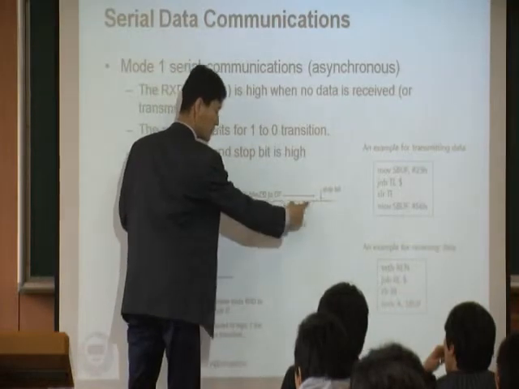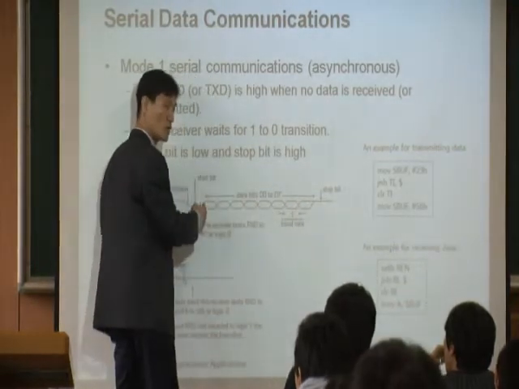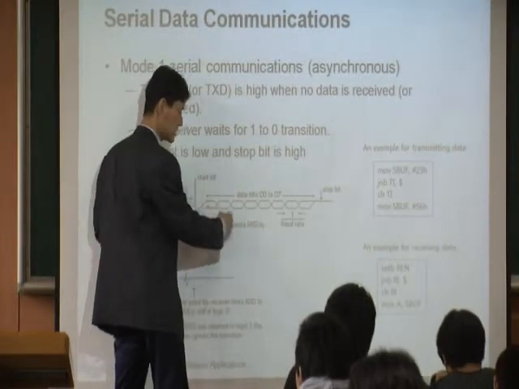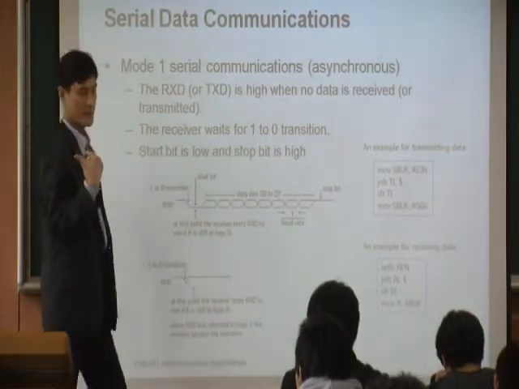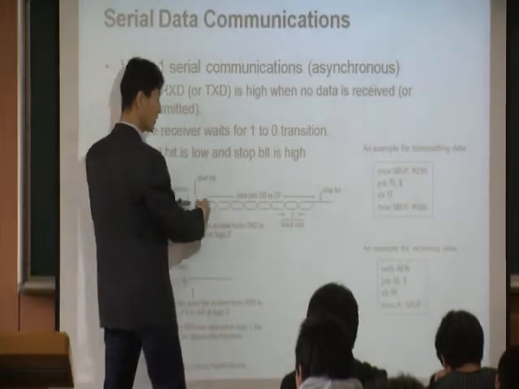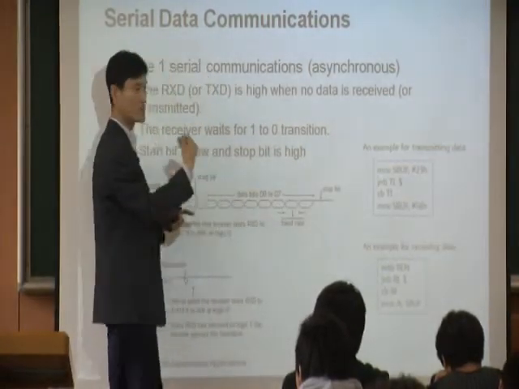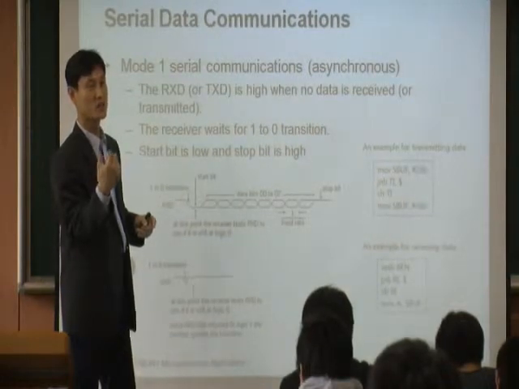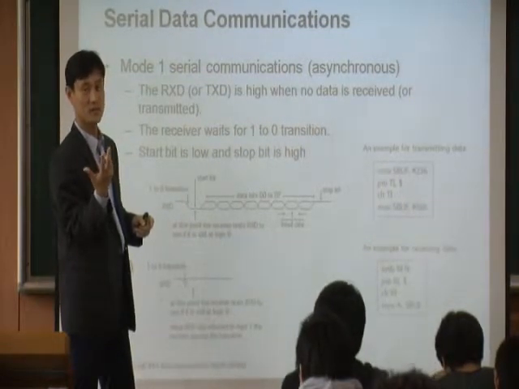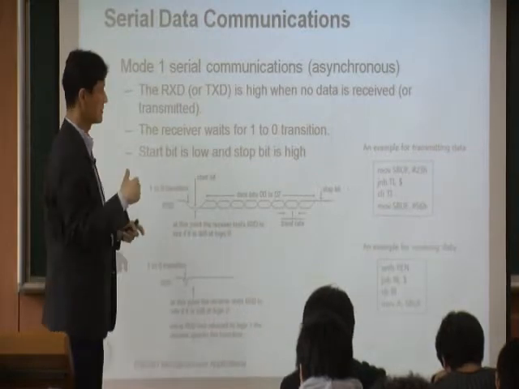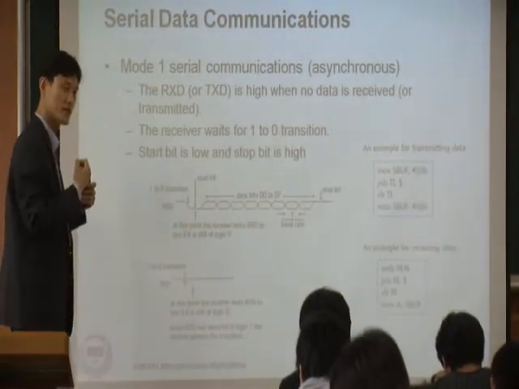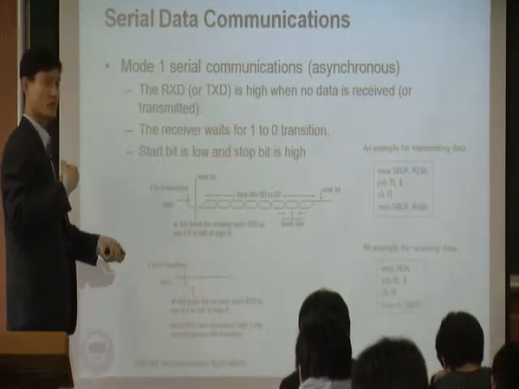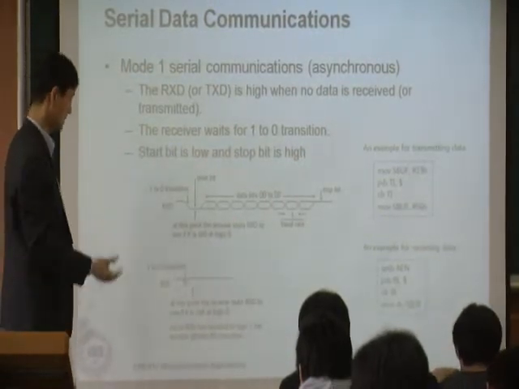Now you receive these 8 bits, and these 8 bits go to SBUF. When the hardware receives this, and these 8 bits go to SBUF, the RI bit is set to 1, an interrupt. And software now reads SBUF. Then this value goes to my software register. That's the process.